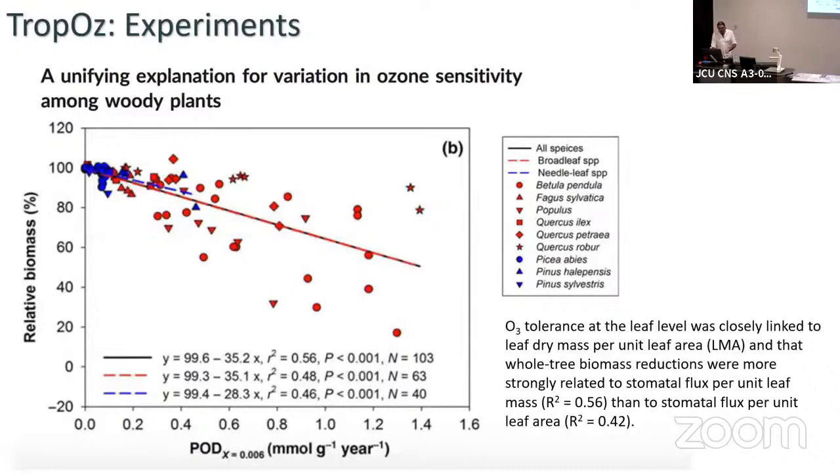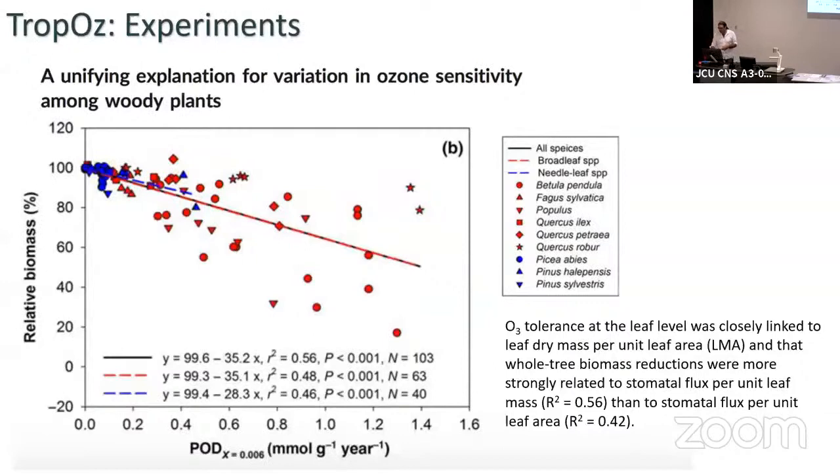And they were very pleased, and I think quite rightly so, that they got their R squared up from 0.42 to 0.56, explaining variation associated with ozone exposure. But I think you'll agree, there's an awful lot of scatter still in that diagram. And this is the unexplained variation. Why is it that some species, even when you account for their differences in stomatal conductance, when you account for differences in their LMA, why are some species more resistant than others?